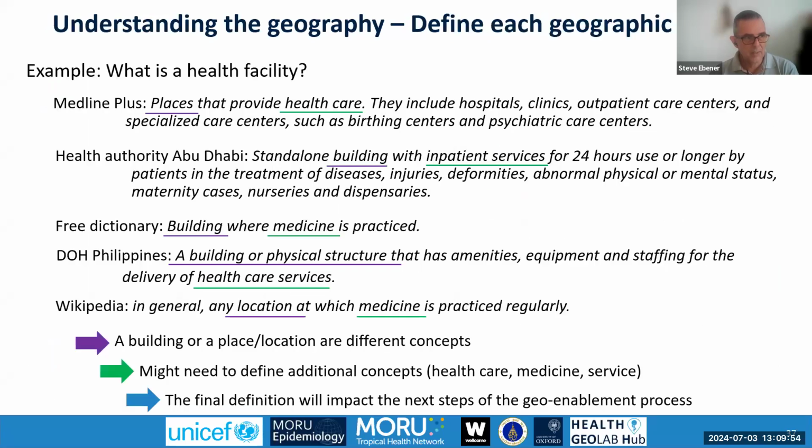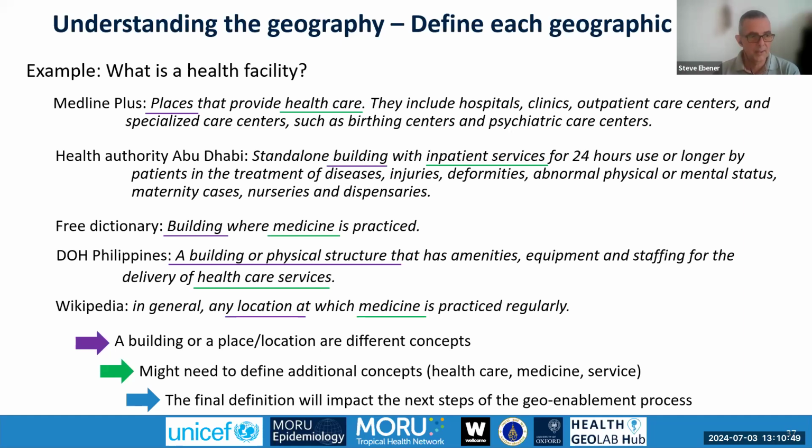Now, when you look at these geographic features, it's really important at the same time to ensure that there is an agreed upon definition that is associated with each of them. And this is not only to ensure that all the involved stakeholders have the same understanding of what each of these geographic features or objects represent, but also because the final definition will have an impact on the next step of the geo-enablement process, as you will see in the forthcoming modules. You have here an example for one type of geographic feature, which is health facilities. I've captured here a set of definitions coming from different, let's say, global or generic sources, as well as a few country-specific sources.